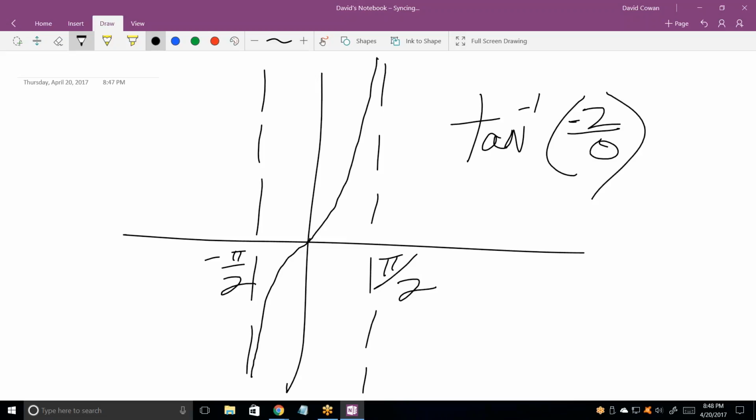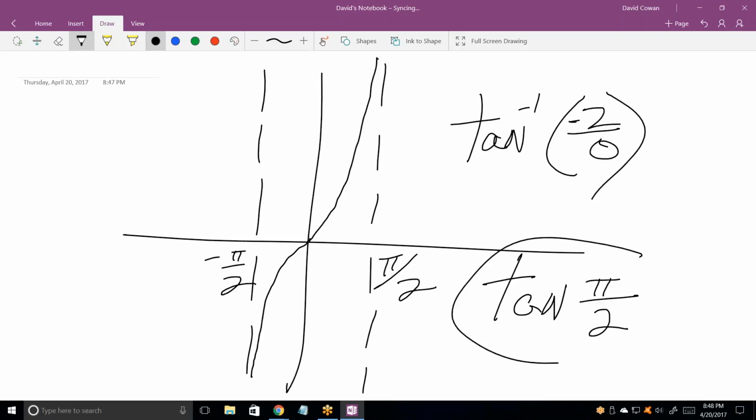Because is 0 is pi over 2? Okay, this is what's undefined, is tangent of pi over 2. That's undefined. Undefined is kind of another way of saying infinity. You can see from the curve that we're headed towards positive infinity.